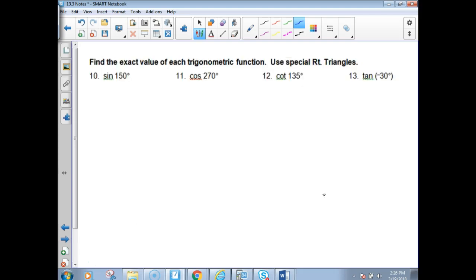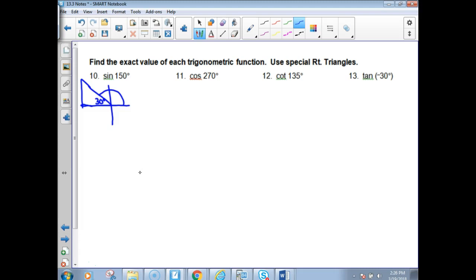Find the exact value of each trigonometric function. Use special right triangles. All right, here we go. 150. First, let's figure out where it is. Make a little sketch. Think about 150. It's not going to hit 180, so it's in quadrant 2. Figure out your reference angle. What would the reference angle be? 30 degrees.